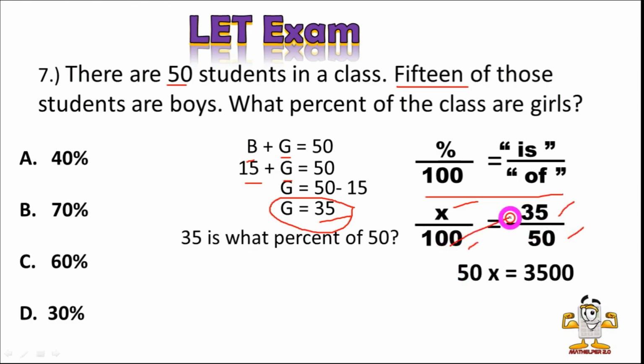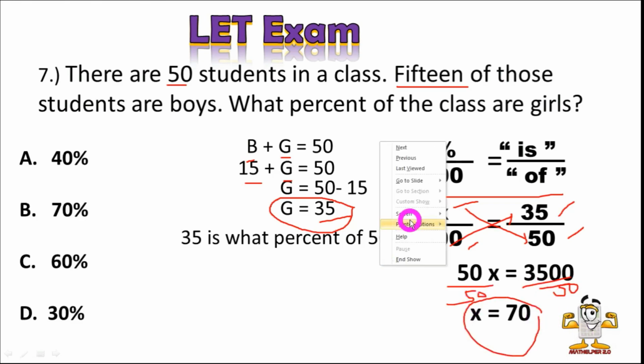So cross multiply. 3,500 equals x times 50, which is 50x. So divide by 50 on both sides. So 3,500 divided by 50 is 70.